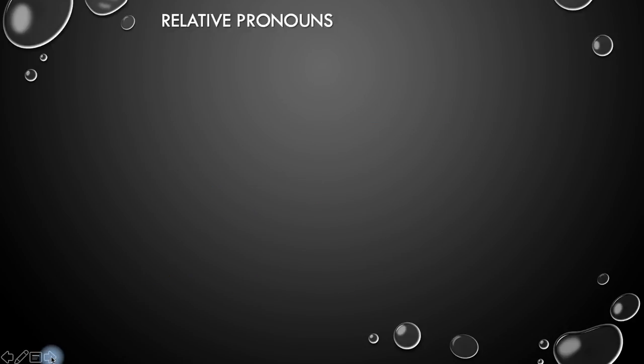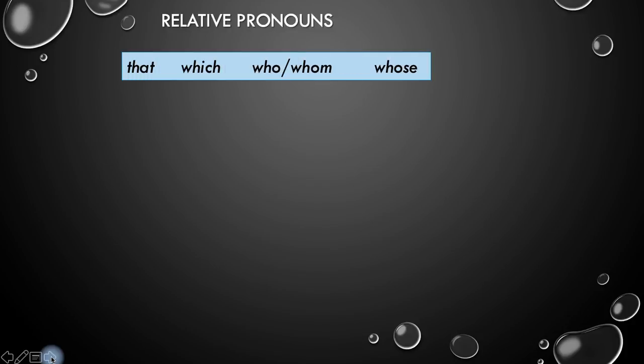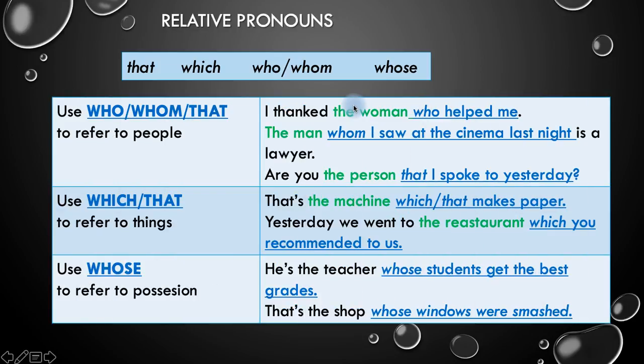Okay, let's now look at the sentences with that, which, who, whom, or whose. When do we use these relative pronouns? In which cases? Who, whom, or that, we use them for people. When we speak about people: I thanked the woman who helped me. The man whom I saw at the cinema last night is a lawyer. Are you the person that I spoke to yesterday?